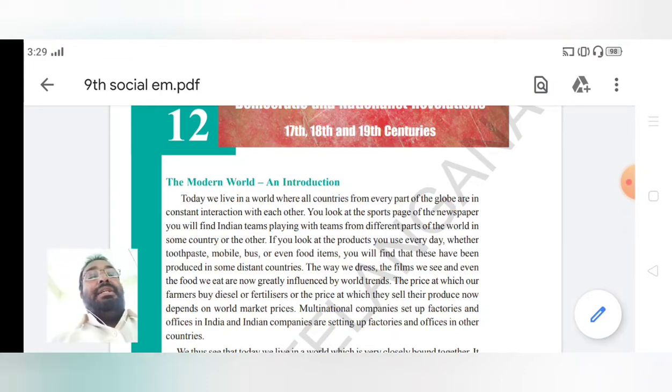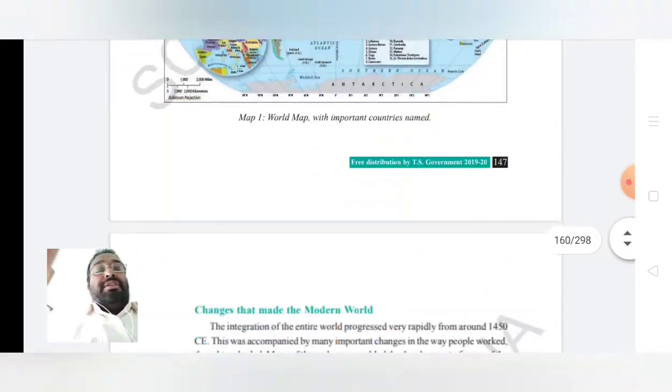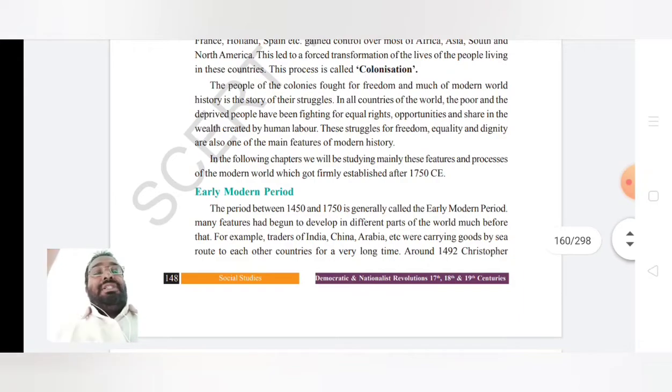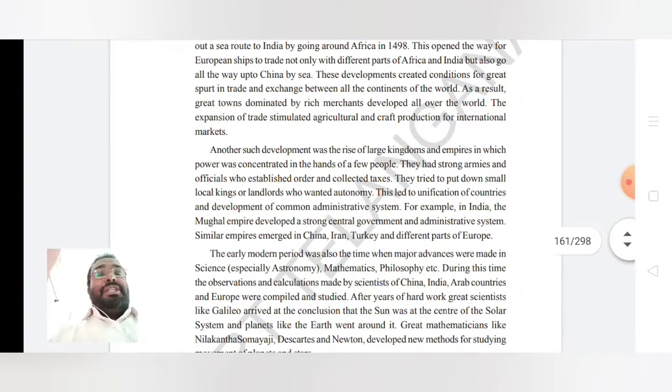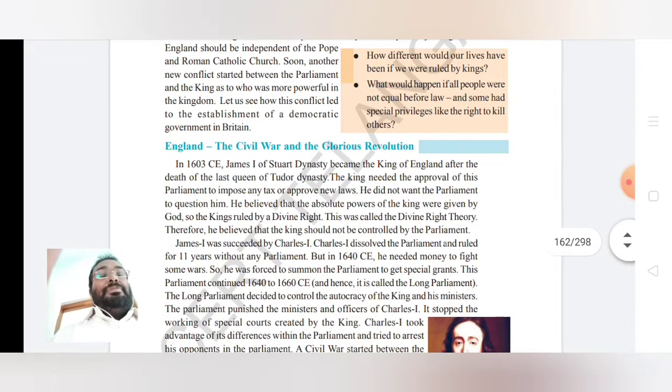And ninth class history deals with the 17th, 18th, and 19th centuries. The modern world introduction you have already seen. Then changes made in the modern world, early modern period. Then England, the Civil War and the Glorious Revolution. From there, the revolution starts.